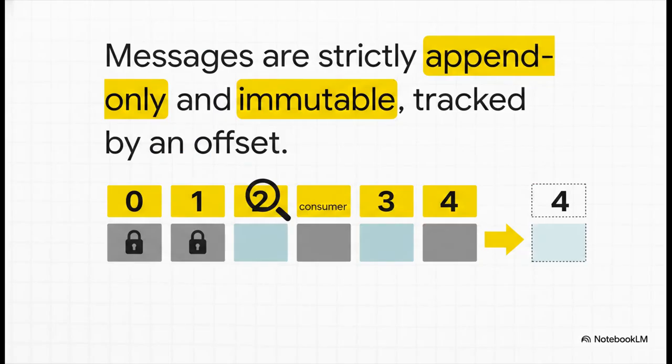But within those individual partitions, the ground rules are actually super strict. Messages are append-only and completely immutable. That means once a message is written, there is no going back to change it, period. And to keep track of this massive flow of data, every single message gets an offset. It's basically a unique sequential ID number, kind of like a digital bookmark, that consumers use to track exactly where they left off in the log. This is what makes reliable recovery and message replay possible.